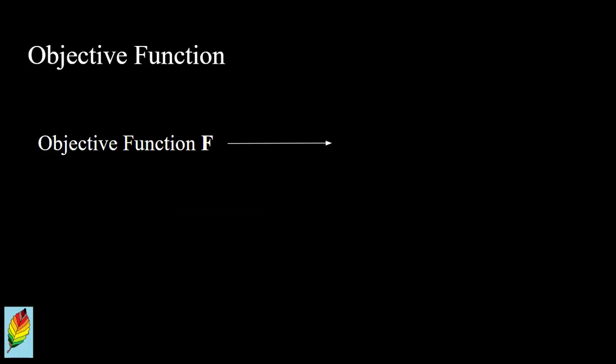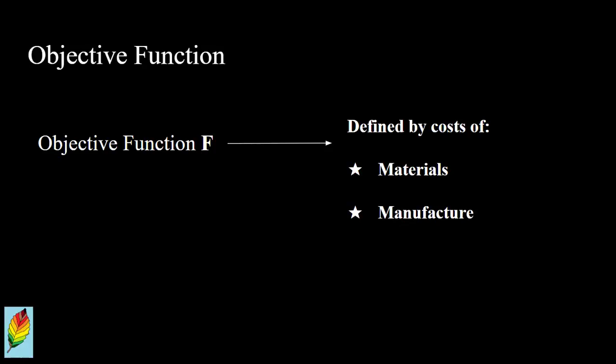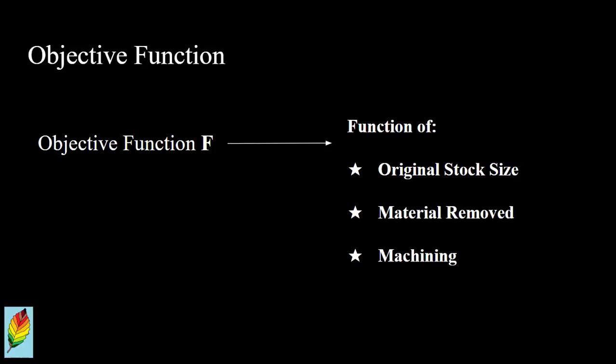The first step of CAO is setting the objective function of the problem that will need to be optimized. In our case, this function will be defined by the costs for materials and then the costs of manufacture. This objective function will be functions of the cost of the original material stock size, the material removed, and the methods of machining, which will all be functions of the fixed part parameters W and H, and the optimizable part parameters L, RV, and RH. Once this has occurred, the next step is to complete continuous and discrete optimization.